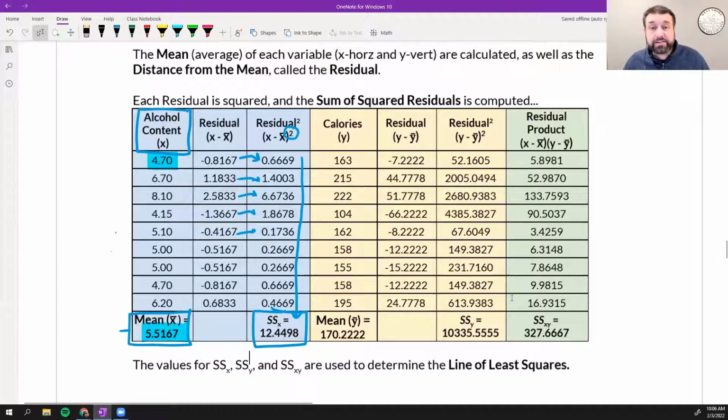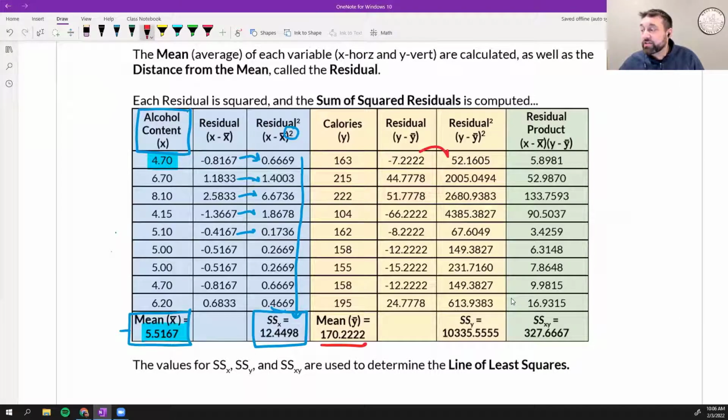You're going to do the exact same thing for the y coordinates. So moving over to the y coordinates, here is the data from our table, and we find the mean of the y coordinates. These were the calories of the 9 different beers that we had. So the average calorie count was 170. Then you're going to go back to each data point and say how far away from the mean was 163. And 163 is 7.222 below the mean. 215 is 44.7 above the mean. 222 is 51 above the mean. You're finding the distance between the mean and each point.